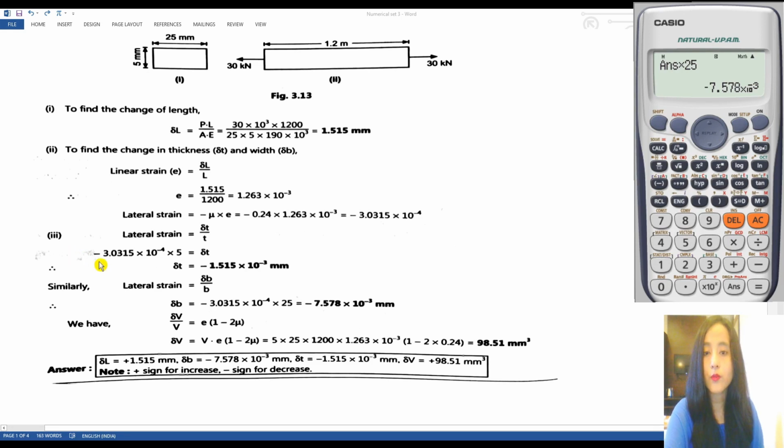And for uni-axial loading, volumetric strain is equal to del V by V equals E into (1 minus 2 mu). Right? Now we know the value of E, the value of mu, and the value of V, so we can directly find del V from here. If we take V to the right hand side, del V becomes equal to V into E(1 minus 2 mu). Now how much is V? How do we find volume? Area into length of this bar. So area is 5 into 25, into length, which is 1.2 meters. Converting 1.2 meters to mm, it will be 1200.